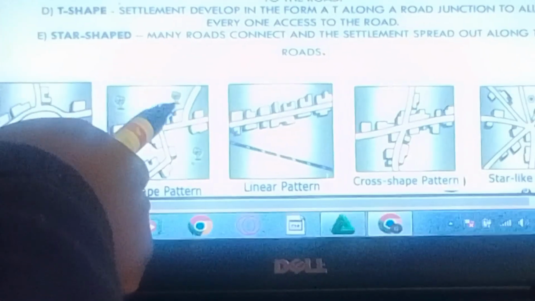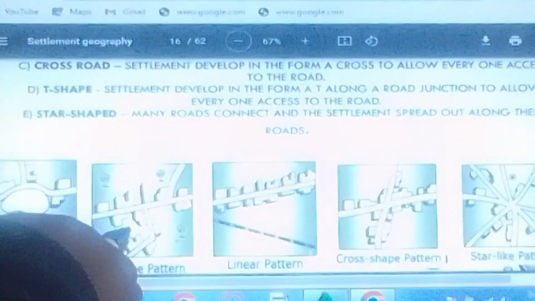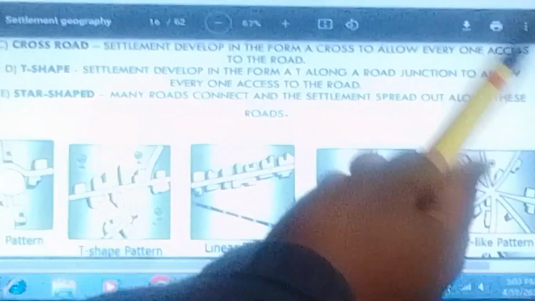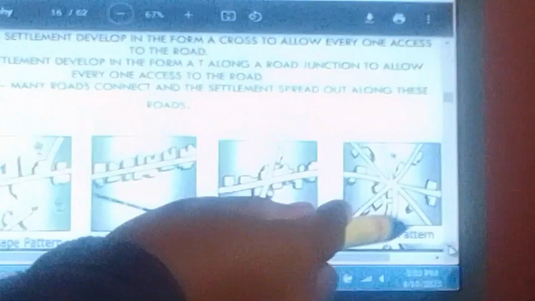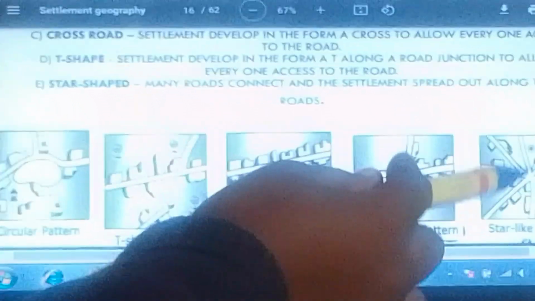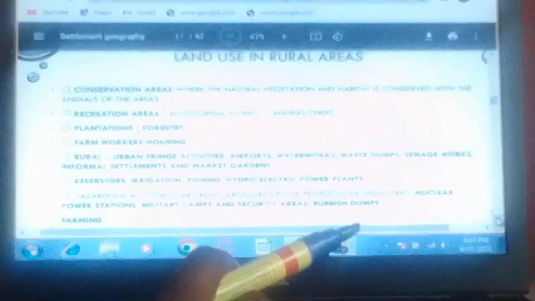A T-shaped settlement pattern is also influenced by a road, and it occurs along a junction to allow everyone access to the road. If it is star-shaped as this, it means that it is influenced by road networks. You are going to see that settlement patterns are things that you're going to identify in your theory paper as well as in your map work paper. So you need to make sure you note this and also note the reasons for this.